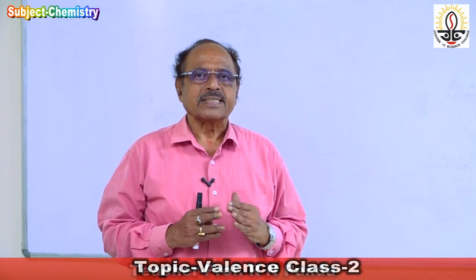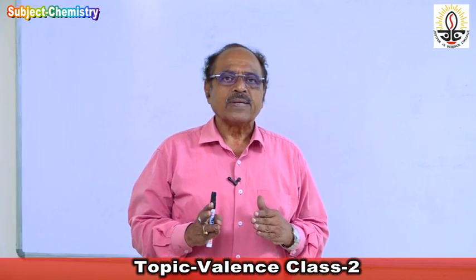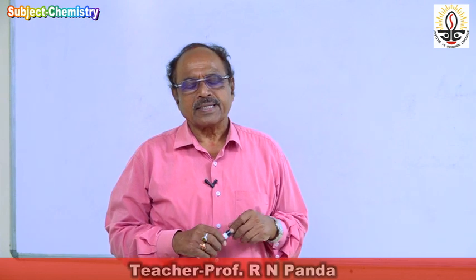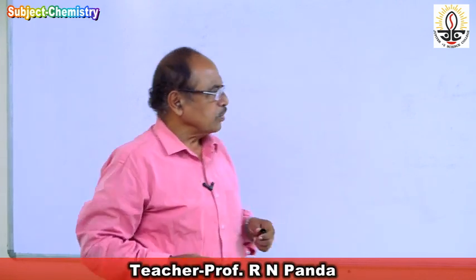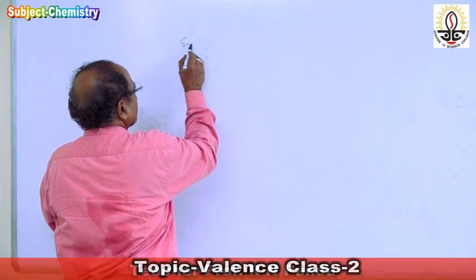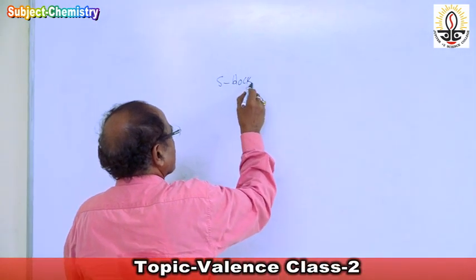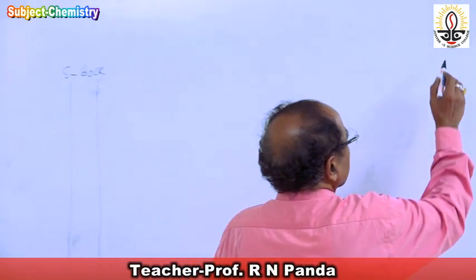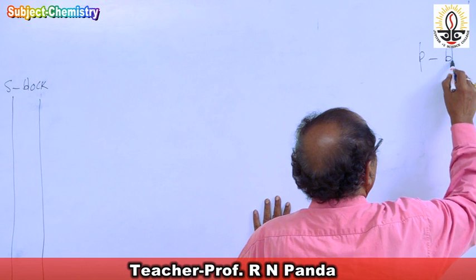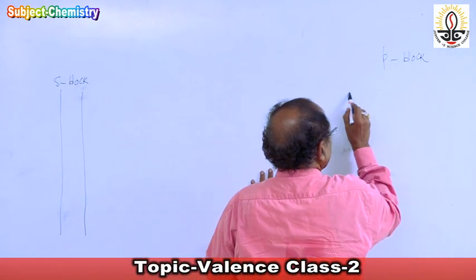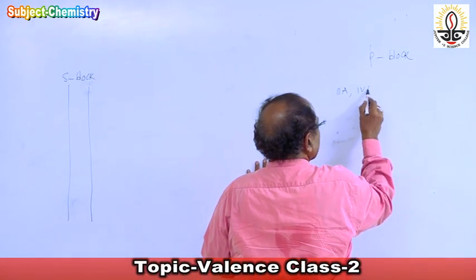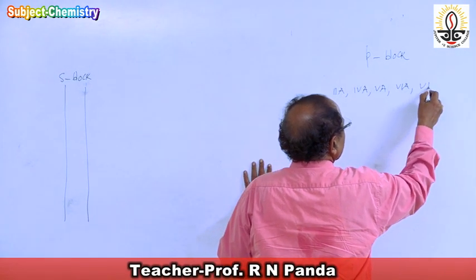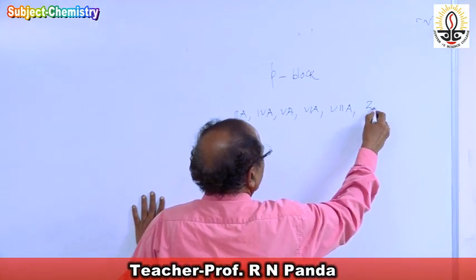In the long form of the periodic table, there are groups 1A and 2A. They are called the S block and the P block according to their electron configuration. So, as I told you, in the whole periodic table we have the S block in the extreme left with 1A and 2A. Then we have the P block in the extreme right with 3A, 4A, 5A, 6A, 7A and the 0 group.